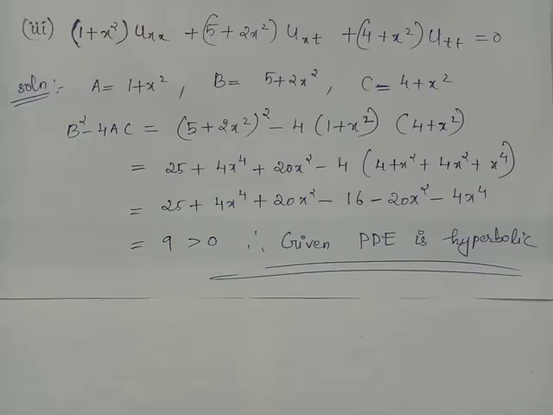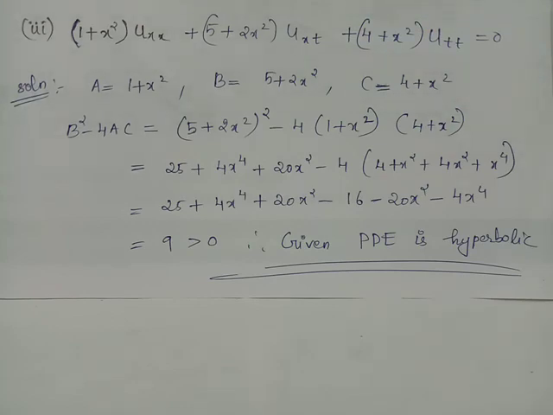In the third partial differential equation, capital A equals the coefficient of uxx, which is 1 plus x square, capital B equals the coefficient of uxt, which is 5 plus 2x square, and capital C equals the coefficient of utt, which is 4 plus x square. Here the two independent variables are x and t. B is the coefficient of the mixed partial derivative, which is uxt.